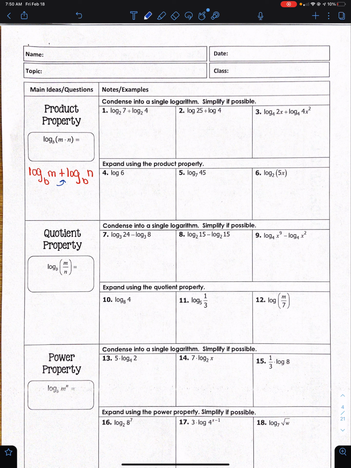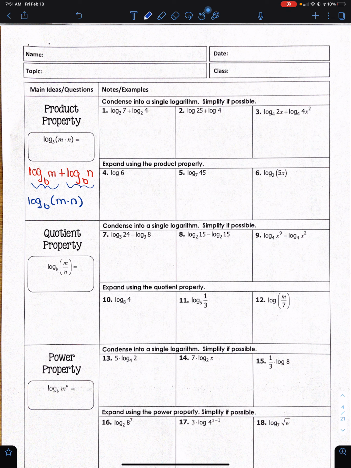So the best way that I can think of to describe this is think about the greatest common factor of these two terms. And that means, what do these two have in common? Well, they both have log b in common. So what I can do is factor out that log b and then multiply the two values. So that is the product property. Find out what they have in common, factor it out front, and multiply what's left over.